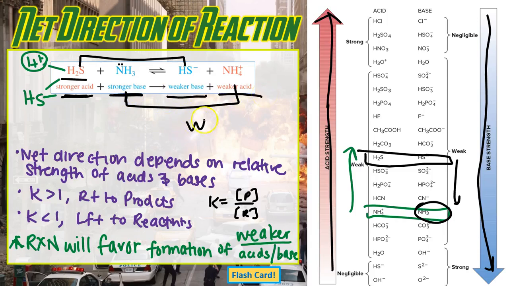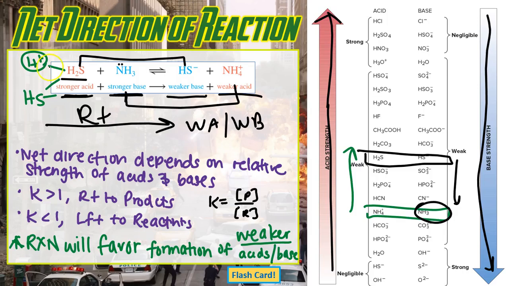Therefore, since we have all weaker acids and weaker bases on the right, then the entire equilibrium, or the net direction of the reaction, is going to be towards the right. Okay? And so, of course, we have to get more examples so that we can understand this better, but we want to have more details as well.